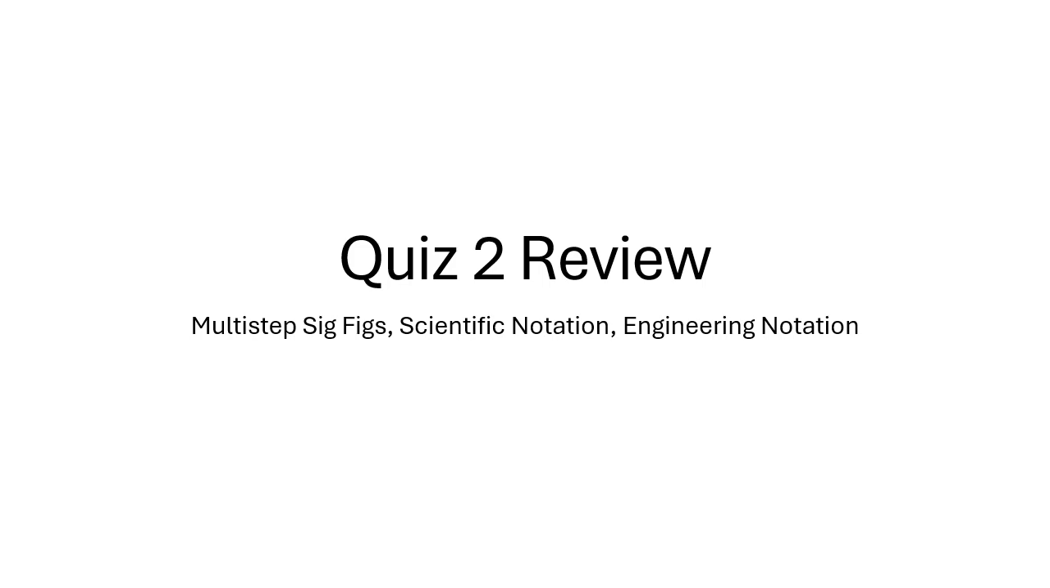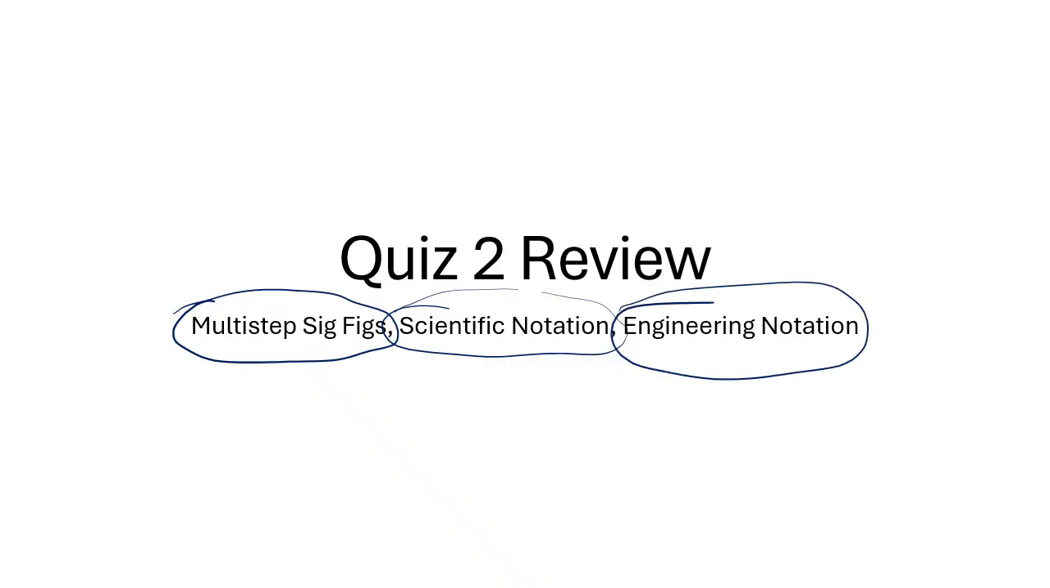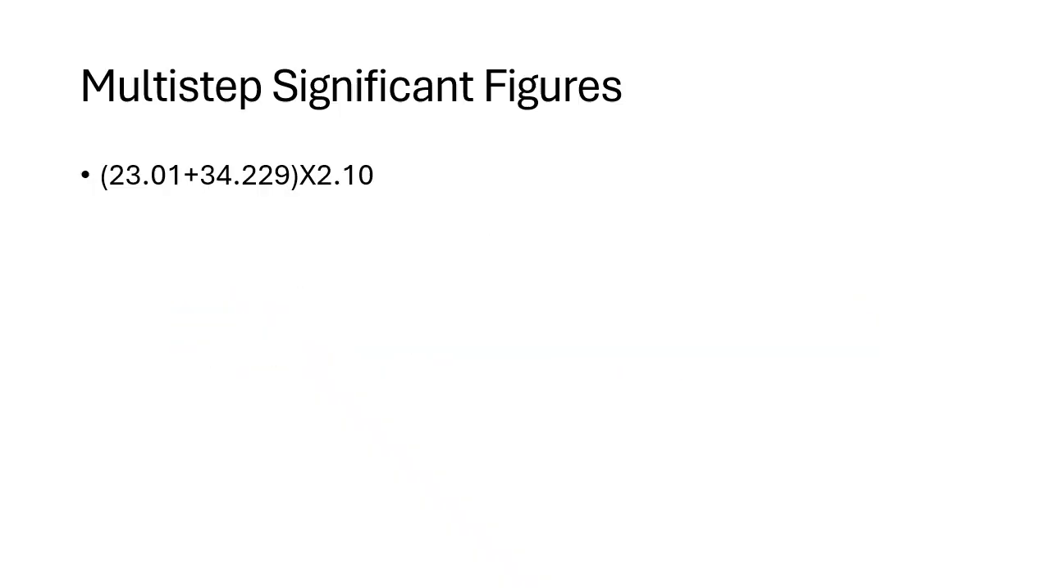Here is a quiz 2 review where we're going to do a couple multi-step significant figure calculations and convert a large number and small number to both scientific notation and engineering notation. I'm going to solve two problems using multi-step significant figures.